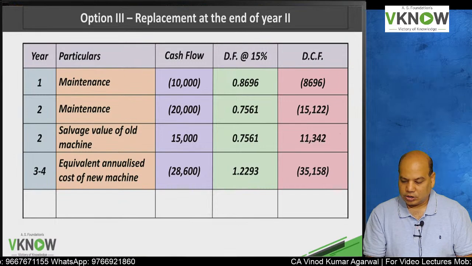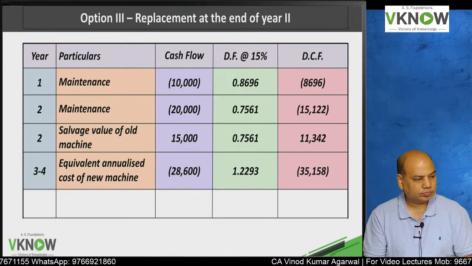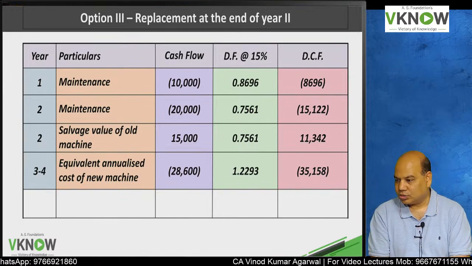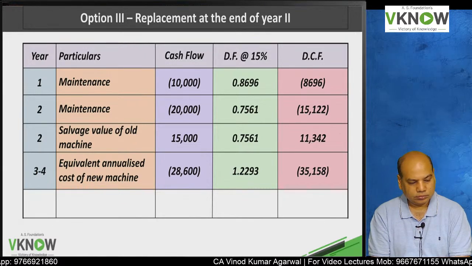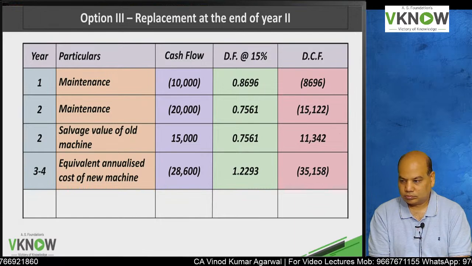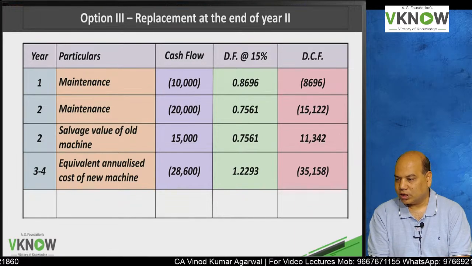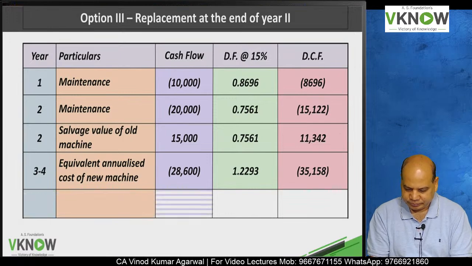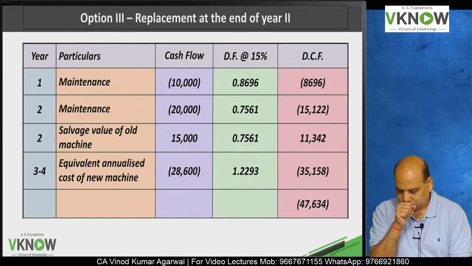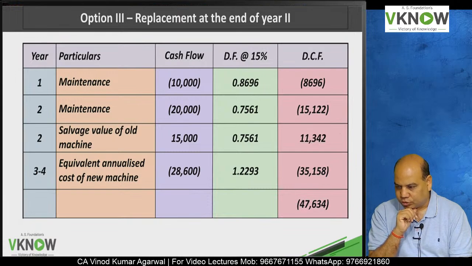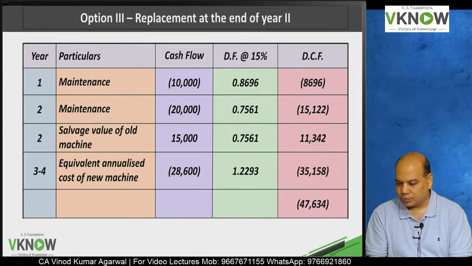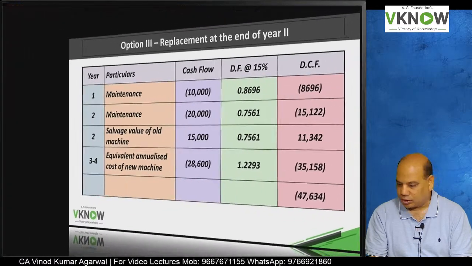Take the total of the last column. Please take the total of the last column. Give me the total of the last column quickly. 47634 approximately.